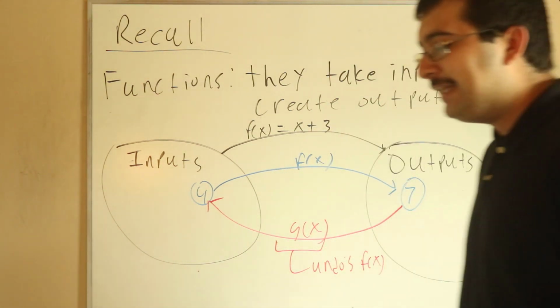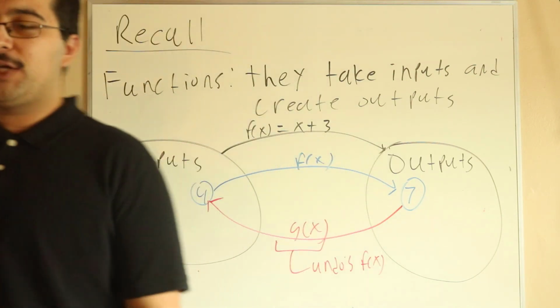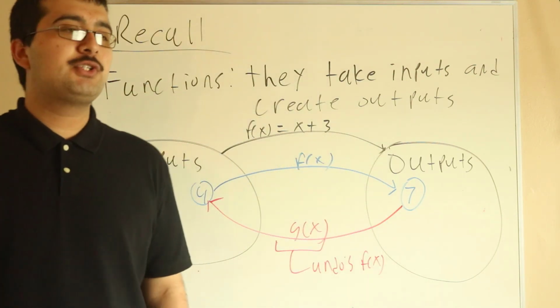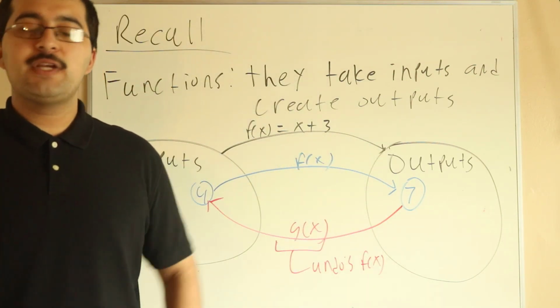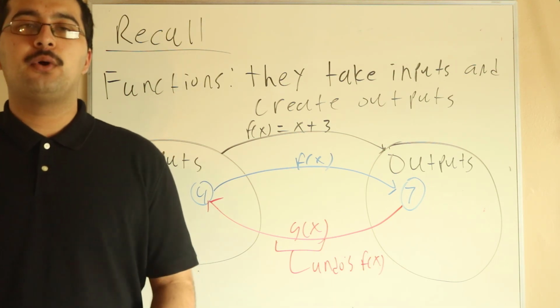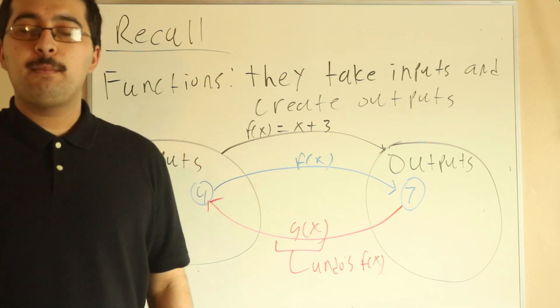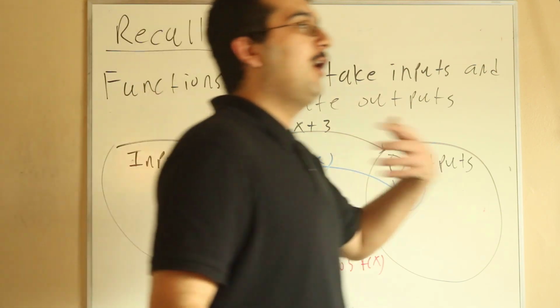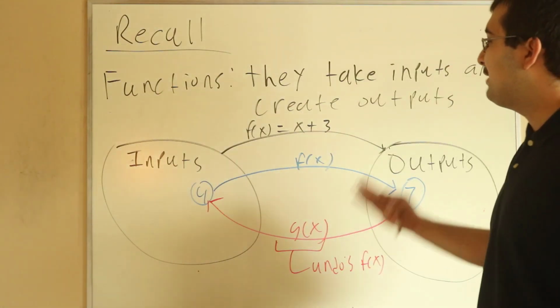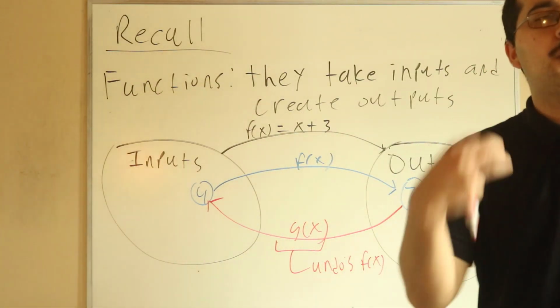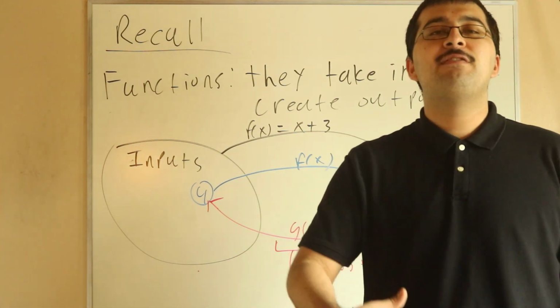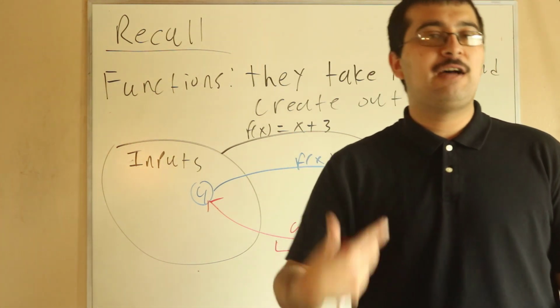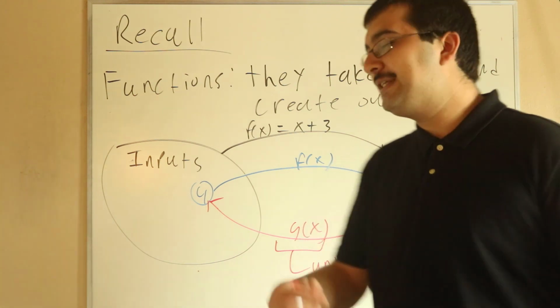Okay, and that's going to be the big picture idea for today's lecture: when we're talking about inverse functions, at their core, given some function, we want the function that undoes it. So for g of x to be the inverse function of f of x, what that means is that g of x undoes f of x. That's the big idea for today, right?